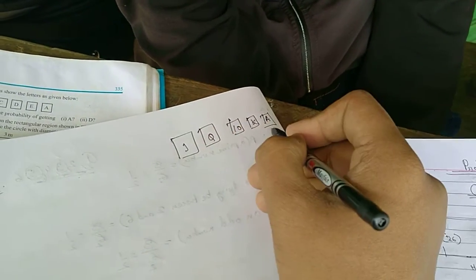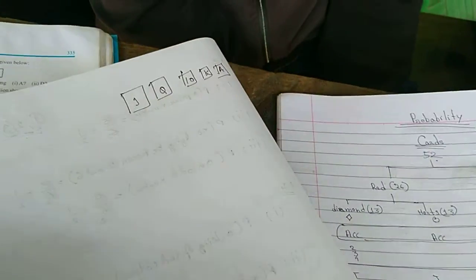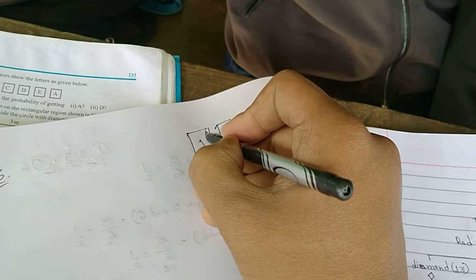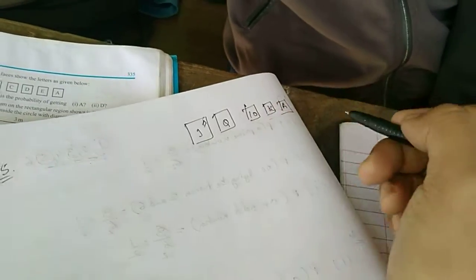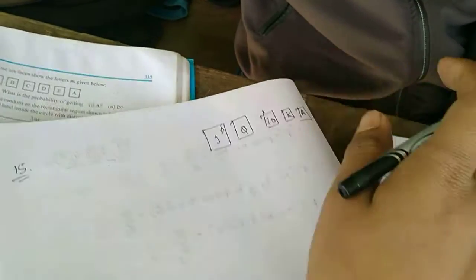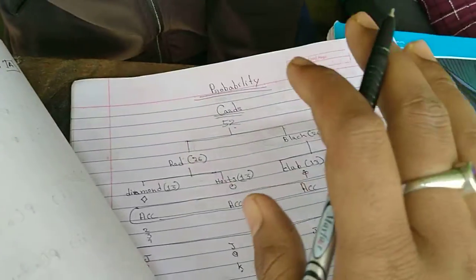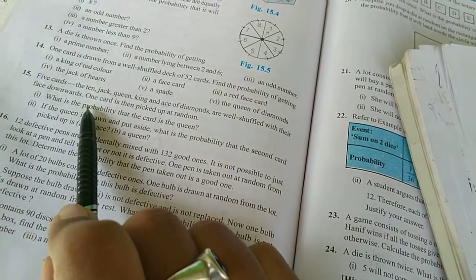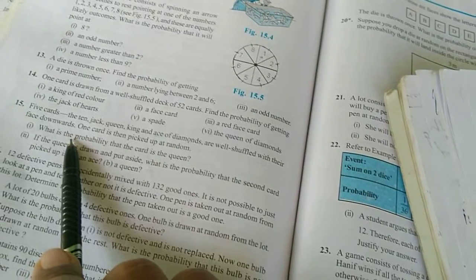So only of what shape? Only diamond cards. All are diamond cards only. So only 5 cards are there. You do not have any other cards. So we don't have to check all 52. Here only these 5 cards have to be checked. Now, out of these 5 cards, what is the probability?